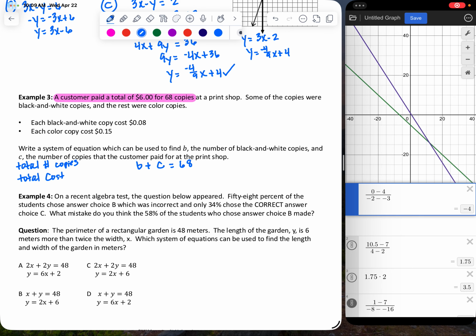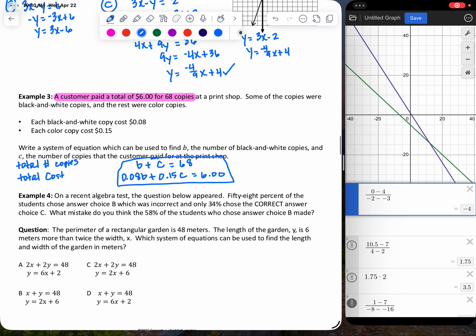All right. Now we're going to get an equation for the total cost. So each black and white copy was 8 cents. So 0.08B plus the cost of the color copy, which was 0.15C, has to equal a total of $6. So there's our system of equations to describe this situation.